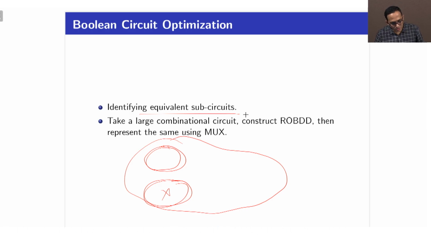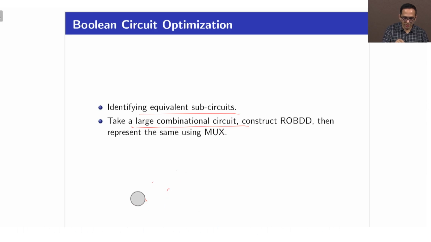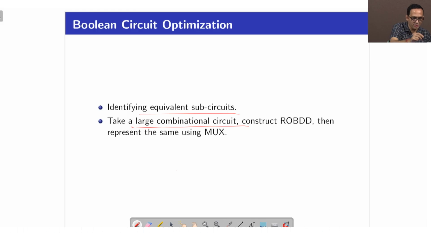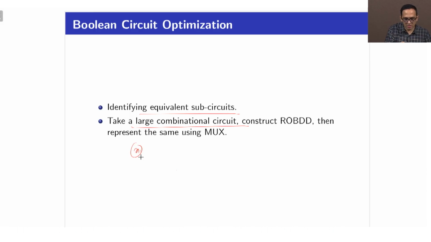Okay. You can also take a very large unoptimized circuit and construct the ROBD, which is a very small representation. Once you have this ROBD, you can construct back an optimal circuit directly from the ROBD. I will show you how. Let us take the example that I have taken earlier, the ROBD that I have constructed. The ROBD I have constructed is this one: x1, then x2 and x3, with 0 and 1. This is the ROBD I have constructed.